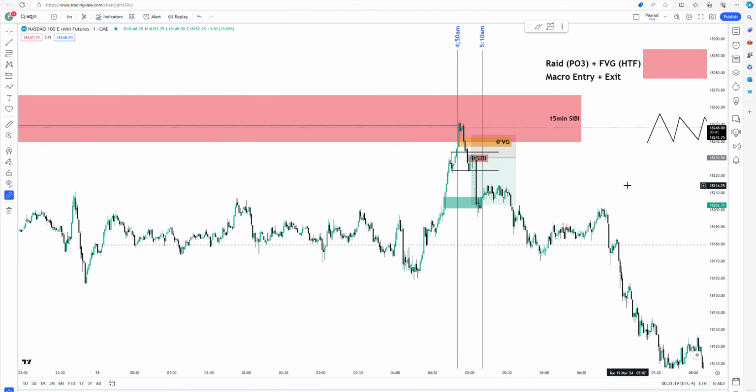So hopefully this makes sense. Bit of a quicker video, guys, but just a video here today on how to execute high probability trades. And this is one example of how you can do it.